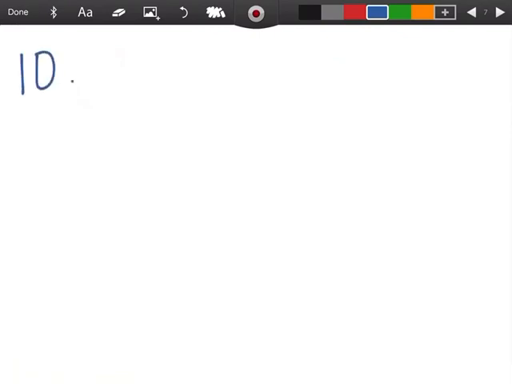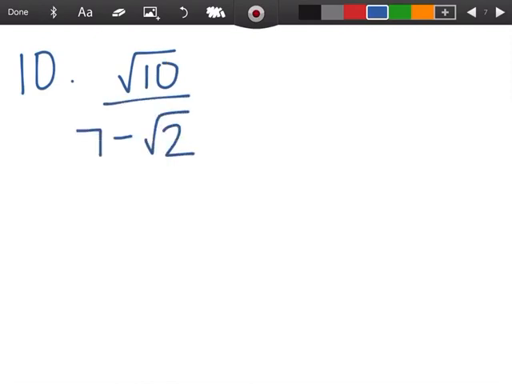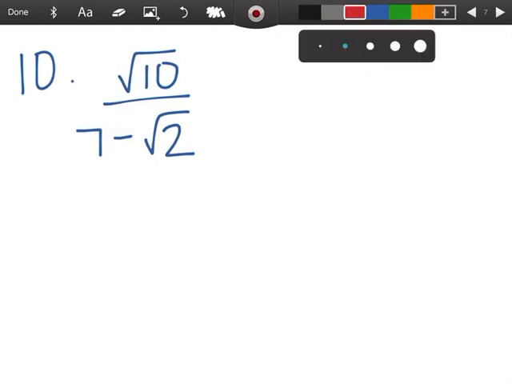Number 10 says root 10 over 7 minus root 2. So I don't like the root in the denominator. And because of that subtraction, I can't just cancel the 10 and the 2. I'm going to have to do the same process as what I just did.